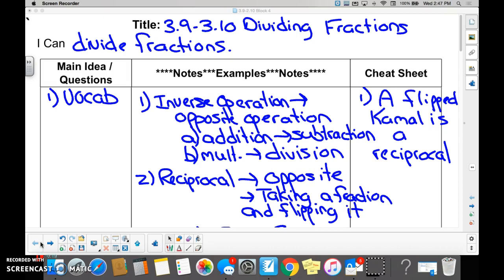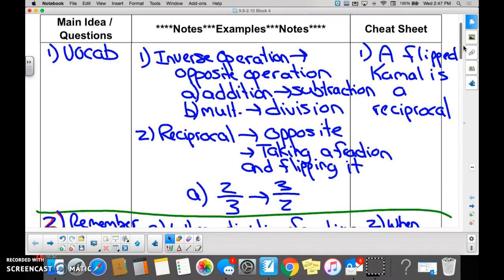At the count of 3, I would like to do the saying together. On the count of 3, 1, 2, 3. When dividing fractions, flip the second and multiply. All right, so you said flip the second and multiply.